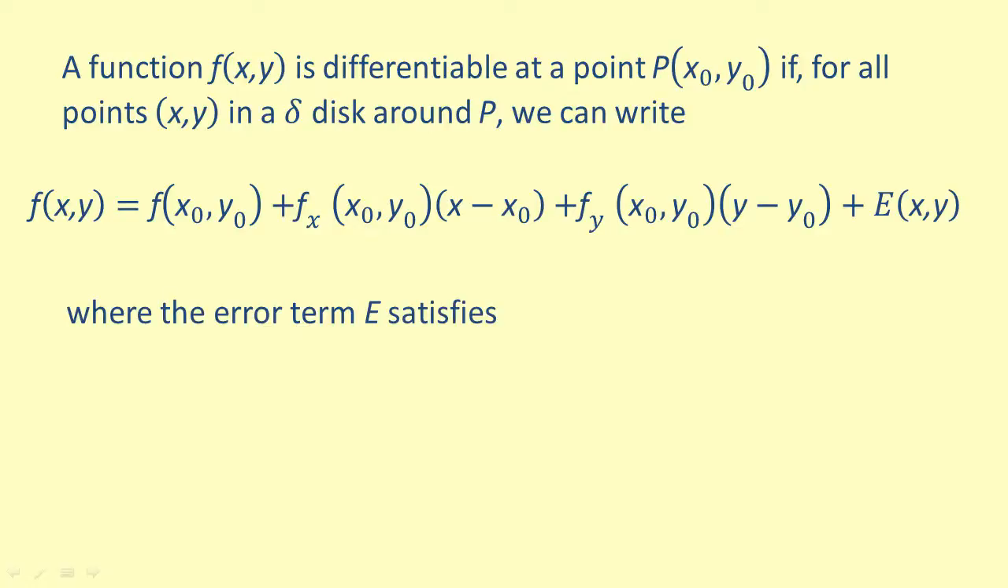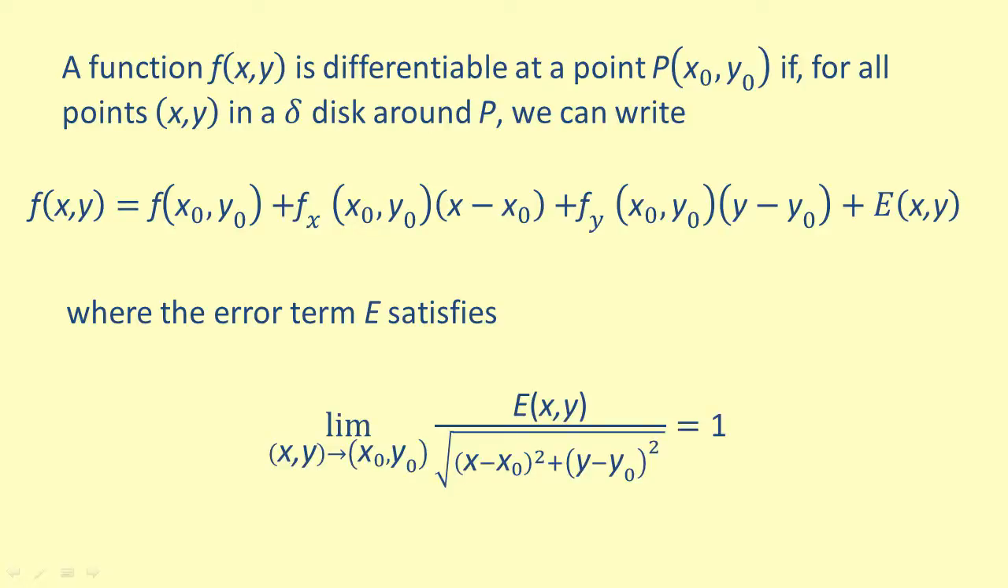And the limit as x, y tends to x0, y0 of the error term e of x, y over the square root of the sum of the quantity x minus x0 squared and the quantity y minus y0 squared is 0. Another way to think about the error term is as a measure of how closely the tangent plane comes to the surface defined by f of x, y in a small neighborhood of P.